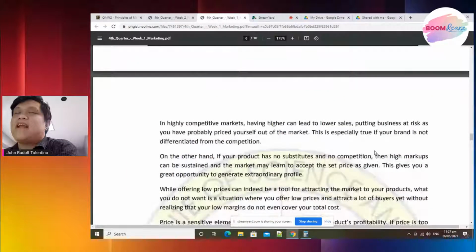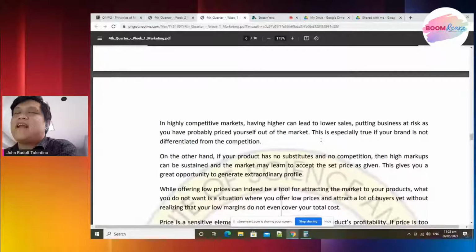In highly competitive markets, having a higher price can lead to lower sales. See? Yan yung sinasabi ko sa inyo kanina. Kapag masyadong mataas yung price na binigay mo, it will contribute to lower sales. Kasi konti yung magpo-purchase ng product mo kasi nga, masyadong mataas yung presyuhan mo. Diba? So tendency, it will give you lower sales. Yes, sa bawat product mo, makukuha mo agad yung projected profit mo or projected cost distribution sa isang product, but it will lead you to lower sales.